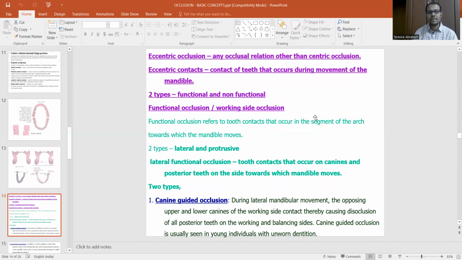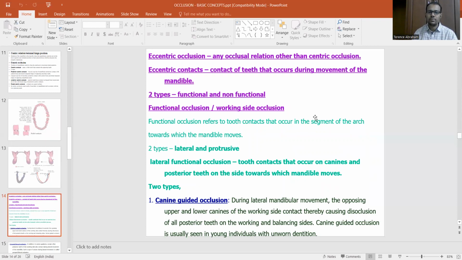So these are the various eccentric occlusions. What is eccentric occlusion? Any occlusal relation other than centric occlusion is known as eccentric occlusion. What are eccentric contacts? Contacts of teeth that occur during movement of the mandible. That means when we protrude the mandible or shift it right or left, all the contacts between the mandibular teeth and the maxillary teeth are known as eccentric contacts.